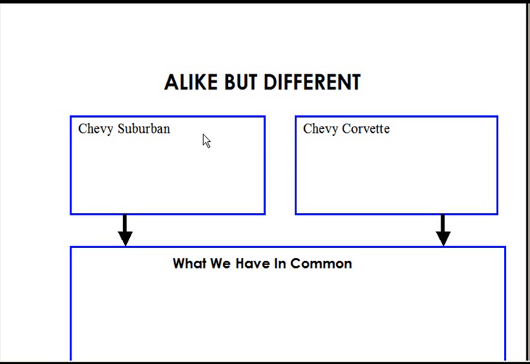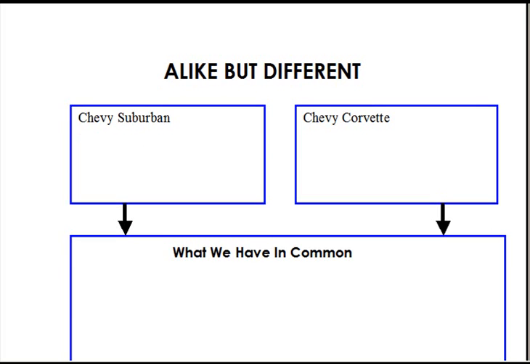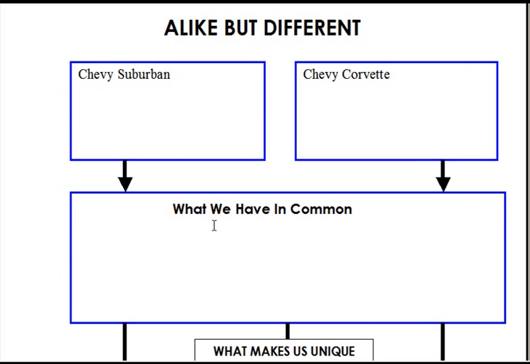As you can see, I've given 2 examples here to keep it simple today. In one box I've listed the Chevy Suburban. Yes, one day I would hope I could have that. A little too pricey now. And then on the other side I have a Chevy Corvette. In Alike but Different, we would first look at what these 2 vehicles have in common. And then in this box we would list what we find in common.